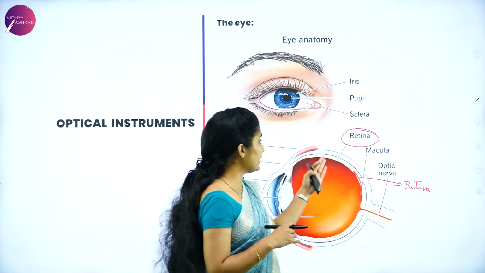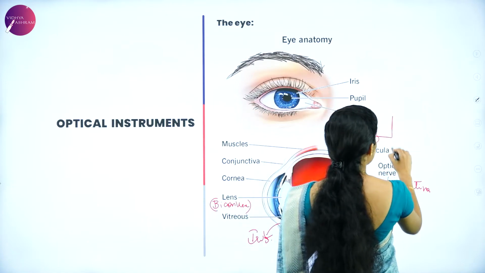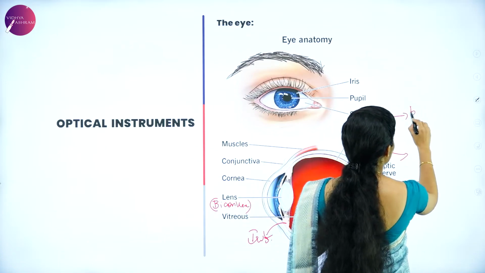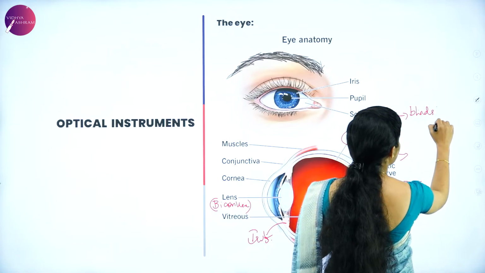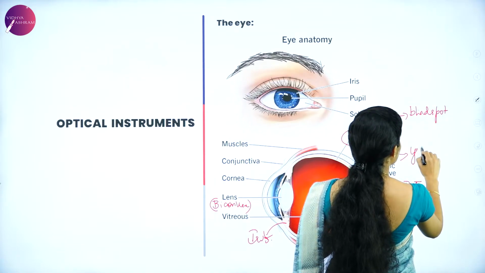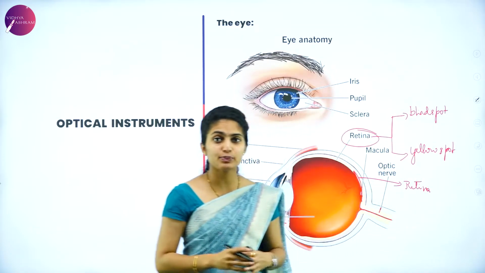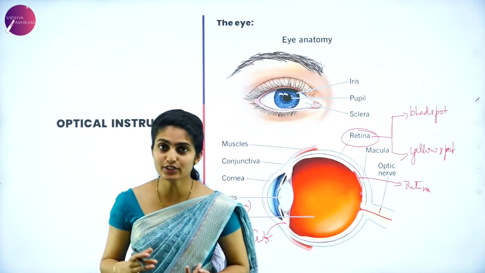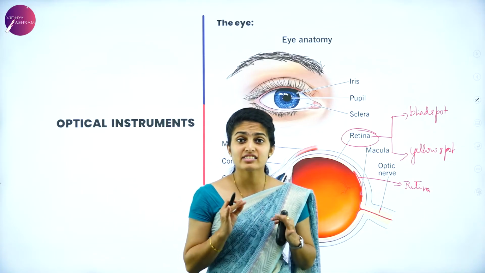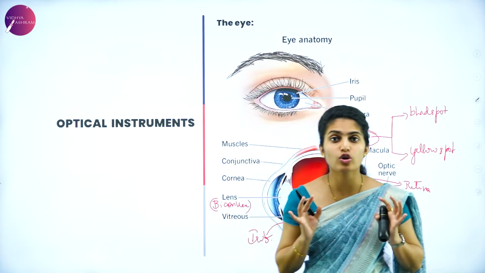So in the case of the retina, we have two different types. One is the blind spot and another one is the yellow spot. So what is the blind spot and what is the yellow spot? The blind spot is the place on the retina where the sensitivity is very low, okay?